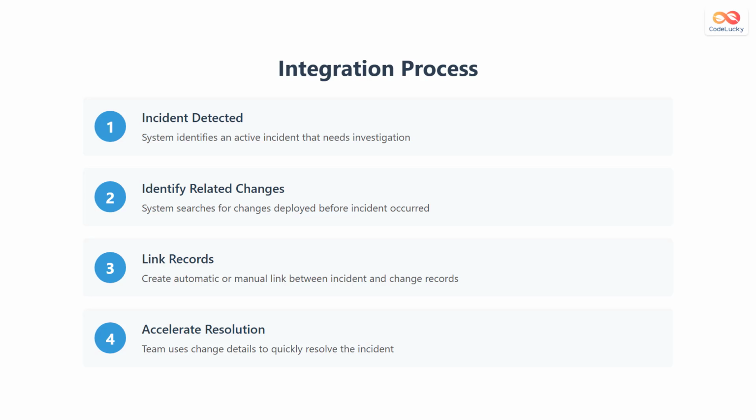Here's the step-by-step integration process. Step 1, an incident is detected and identified as needing investigation. Step 2, the system searches for changes that were deployed before the incident occurred. Step 3, a link is created between the incident and change records, either automatically or manually. Step 4, your team uses the change details to accelerate resolution and restore service quickly.